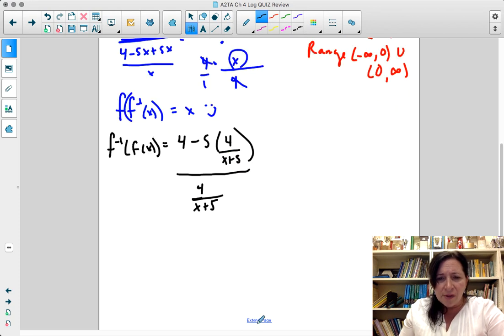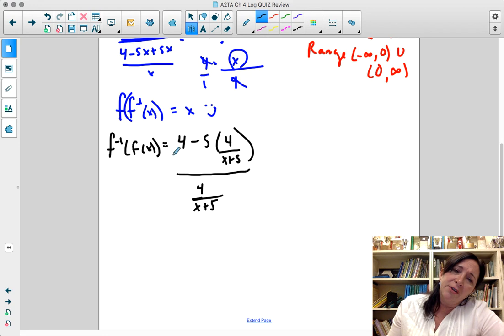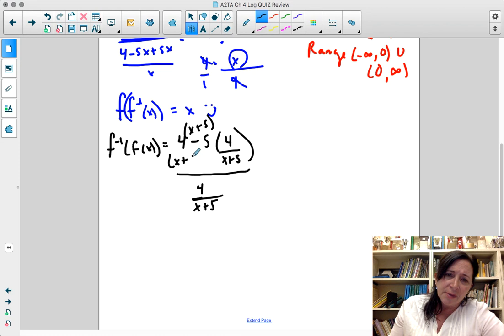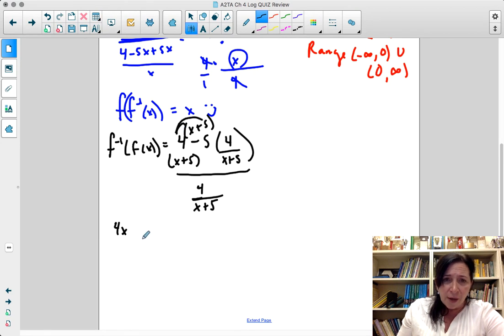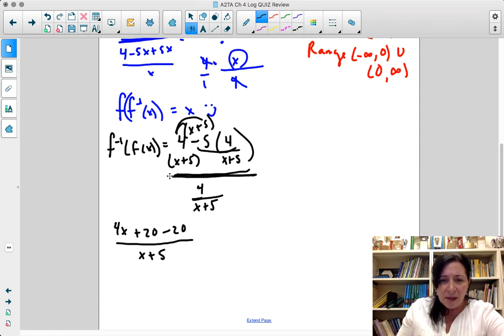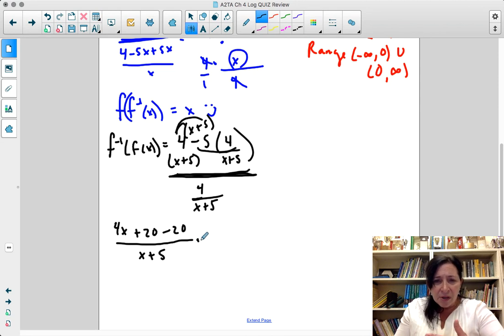So what we're going to do with this problem here is we're going to get a common denominator. So I need a common denominator, which is x plus 5 over x plus 5. And so my numerator looks like this: 4x, because I'm going to distribute right now. So 4x plus 20, and then just 5 times 4, minus 20, all over x plus 5. Now remember, when you're dividing, you're multiplying by the reciprocal. So I'm going to multiply by the reciprocal, which is x plus 5 over 4.